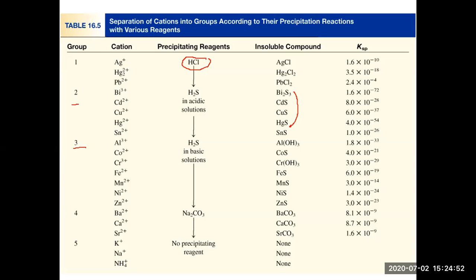As we talked about, when you get to group 4 and group 5, some people just do group 4, which includes group 5. Group 5 really is potassium, sodium, or ammonium. Those are pretty much soluble in everything, so there's really no precipitating reagent for it. But for things like barium, calcium, and so forth, there are some precipitates that you can make. As you can see there, some carbonates come out.